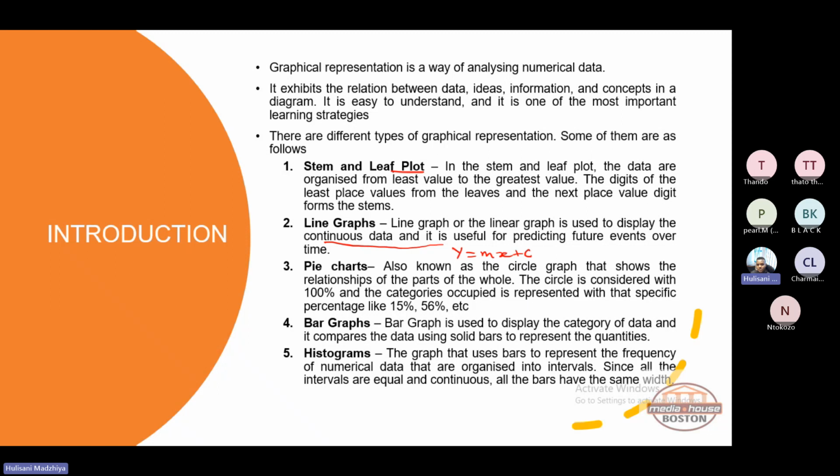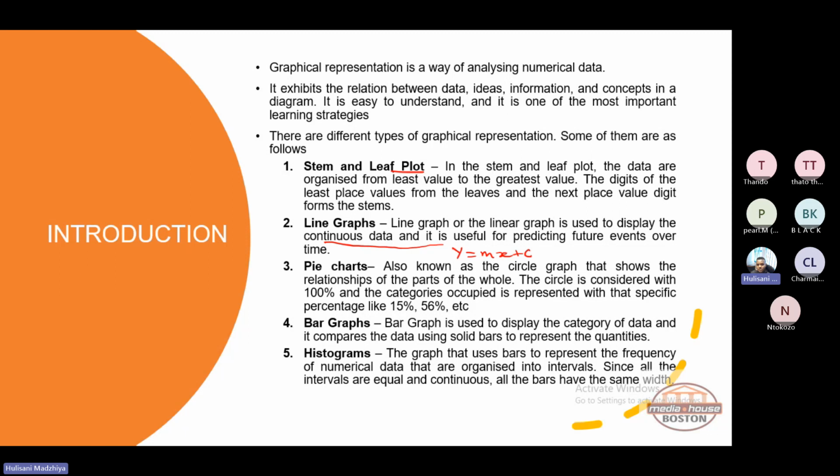And then we've got the pie chart. Pie charts are also known as a circle graph that shows the relationship of parts of the whole. The circle is considered complete as 100%, and each and every item will be placed as a category or an event representing a certain portion of the total whole number. Meaning that when we perform pie charts, we need to first identify the total number, and after that we identify how much of this particular category or item holds as a portion over the total percentage or over the total number.